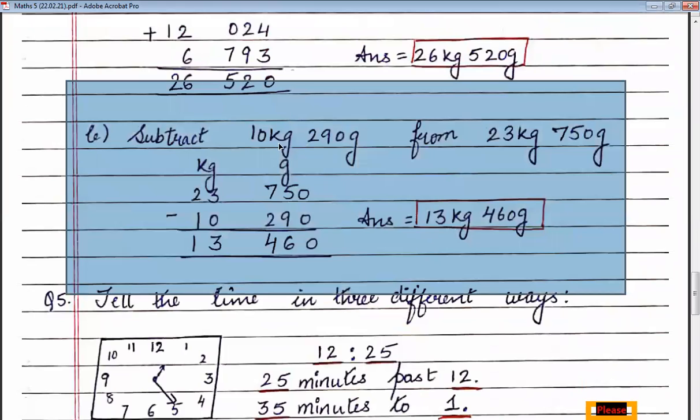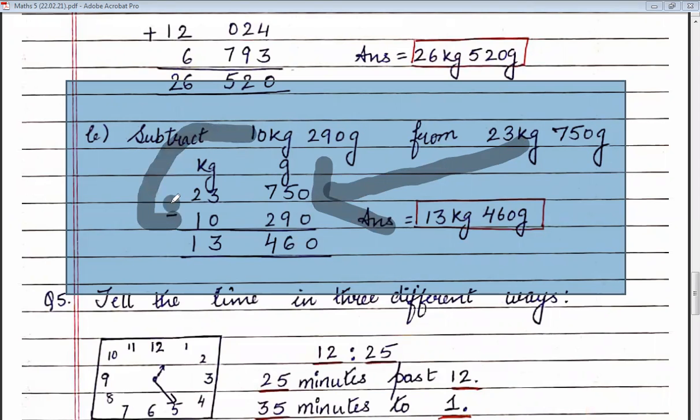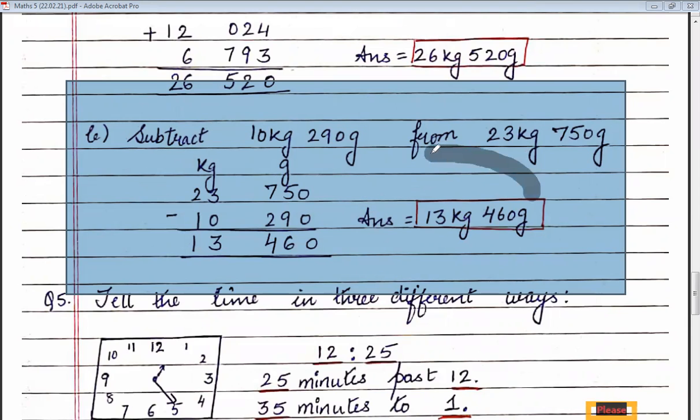Now you have to subtract 10 kg 290 gram from 23 kg 750 gram. So now children, whatever is written after from, it will come first. So 23 kg 750 gram. Under that you will write 10 kg 290 gram. So now children, just subtract them quickly. And what is your answer? Yes, your answer is 13 kg 460 gram.